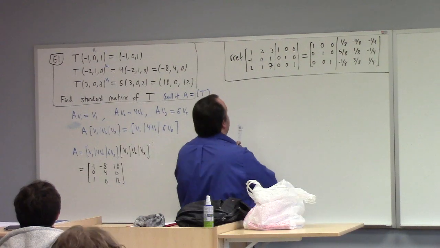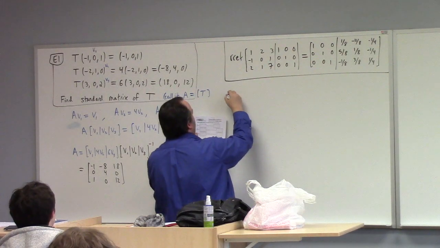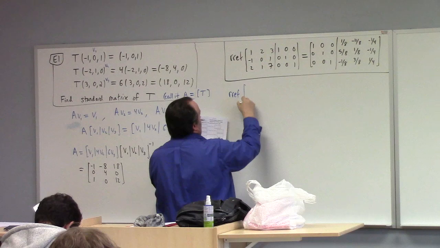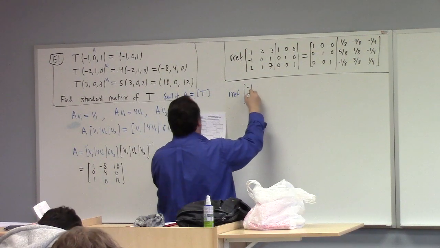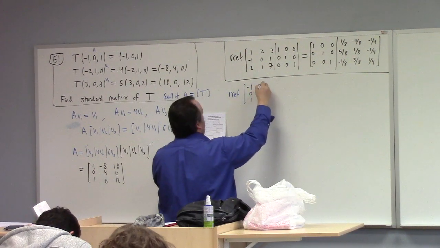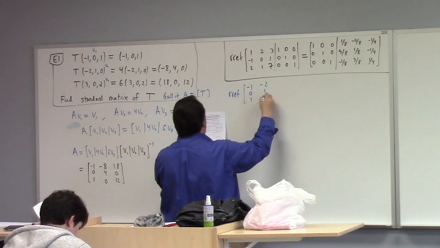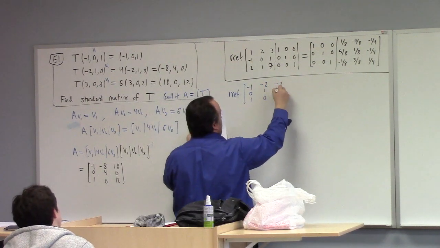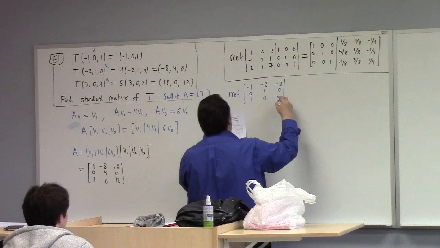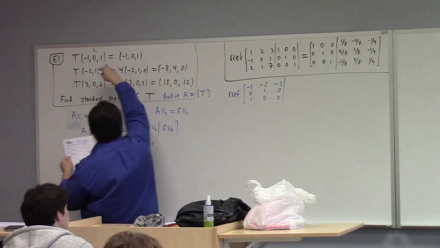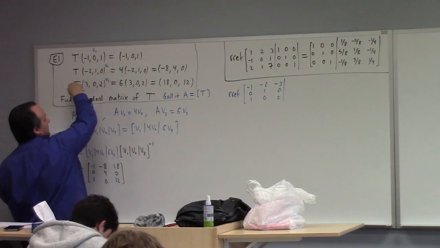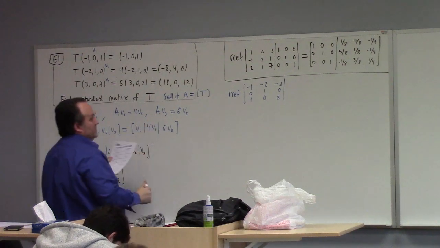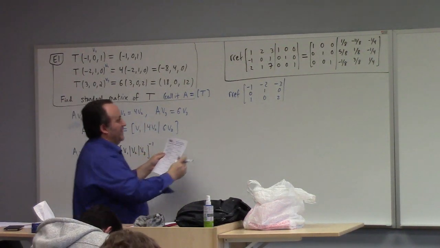Let's try that again, this time with the one that's relevant: (-1, 0, 1), (-2, 1, 0), (3, 0, 2), right? That's better. That's actually this, then that, put as a matrix. Wait a minute. Oh, there's no minus on the 3.